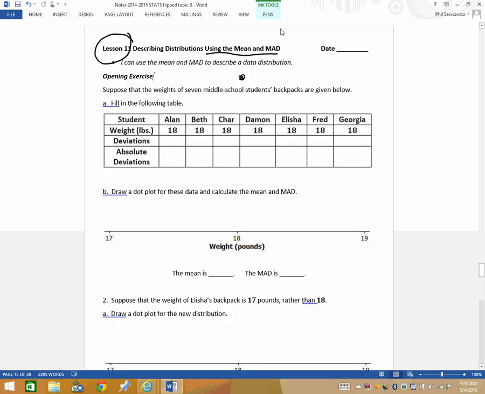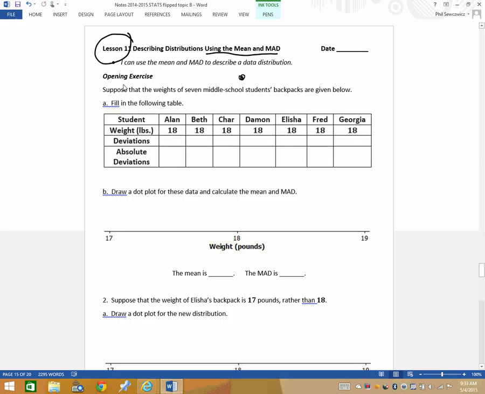All right, so we've got lesson 11 here. We're going to be using mean and MAD to describe the information that we've got. No new people are showing up today. It's just talking about the other people we've met, mean and MAD, a little bit more, and seeing how information affects it.